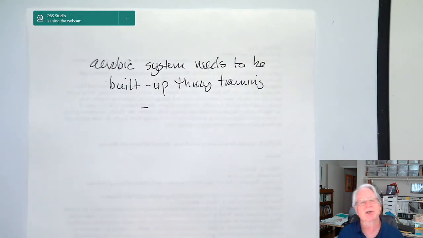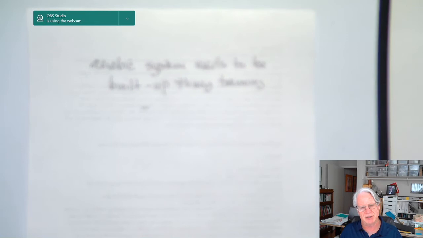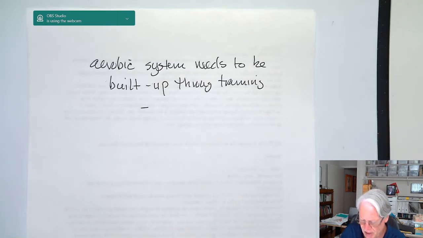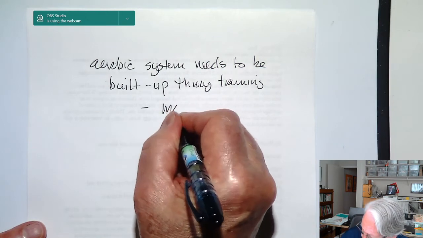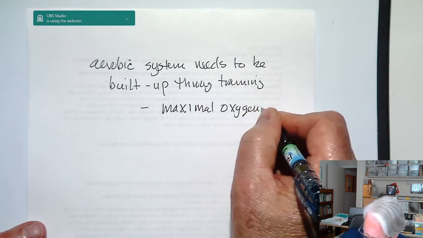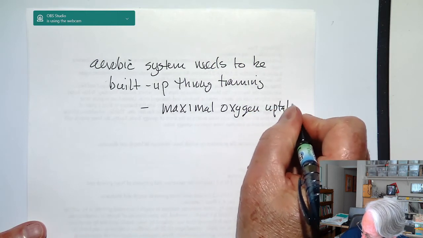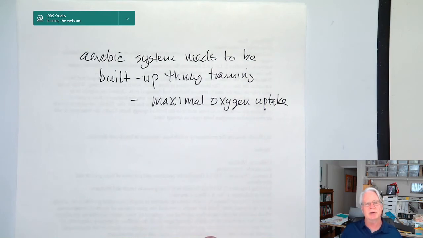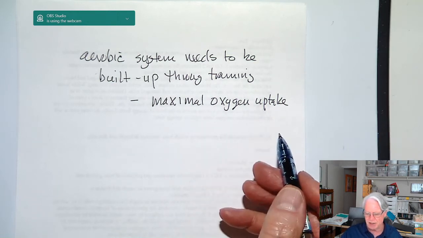The way we can measure your ability to utilize this system better is through a measurement called maximal oxygen uptake. So let's talk about maximal oxygen uptake. In measuring humans' ability to become more efficient at utilizing and building up the aerobic system, we had to have some standard of comparison. We had to have an ability to measure that somehow. And what people came up with is this idea of maximal oxygen uptake.